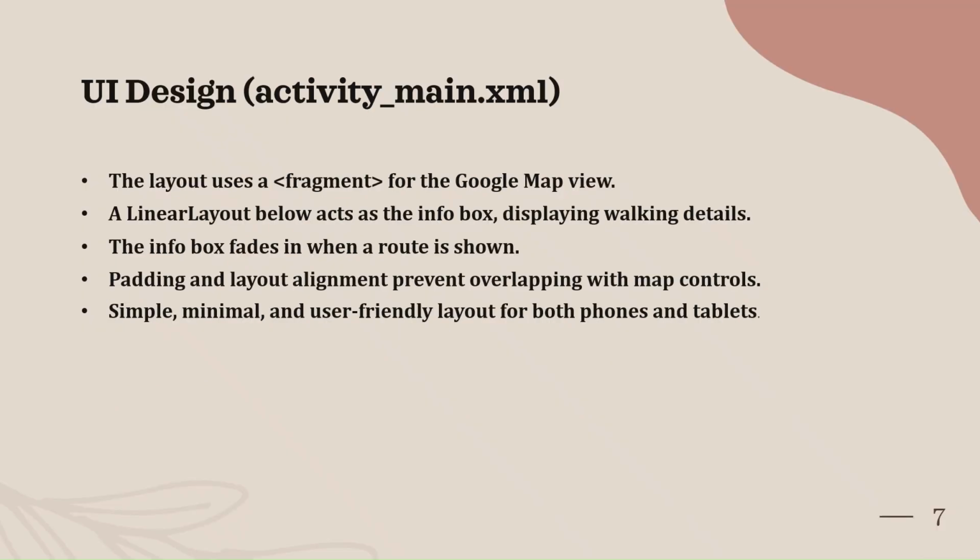Here's the layout setup. The main component is a fragment that loads the Google map, and below that is a linear layout, the info box that appears when you tap a marker. It displays walking time and distance dynamically. The layout also includes padding and spacing so that the zoom controls don't overlap the info box. This clean UI structure keeps everything readable even on smaller phone screens.